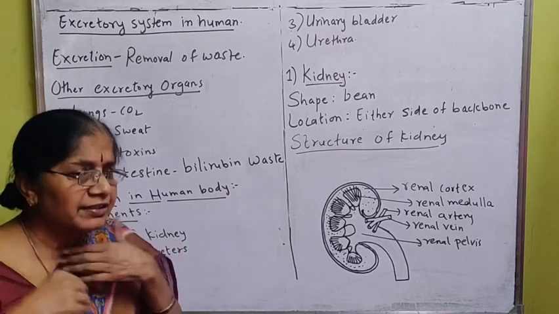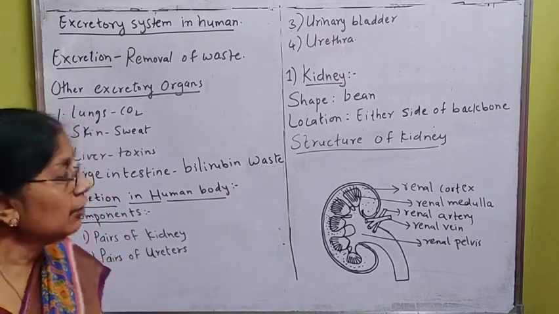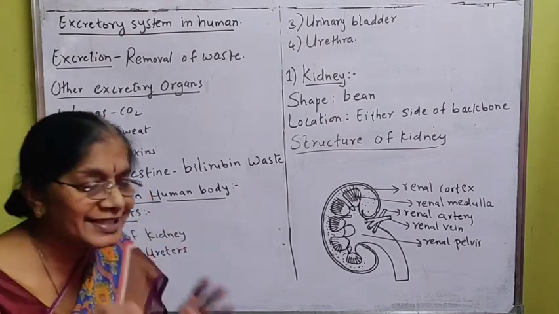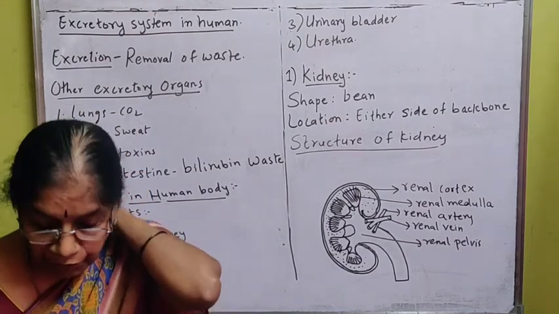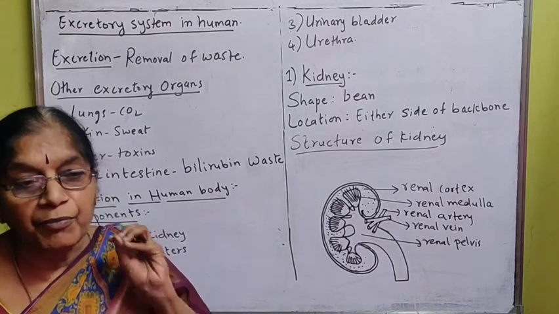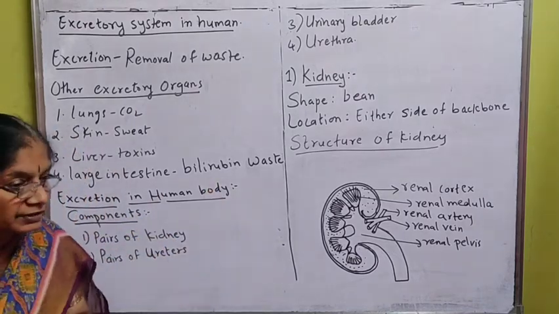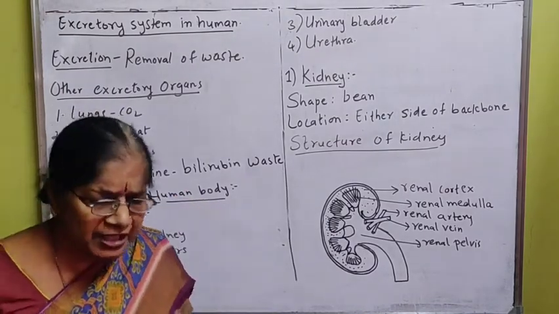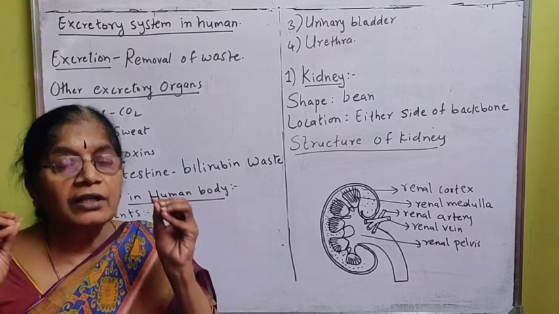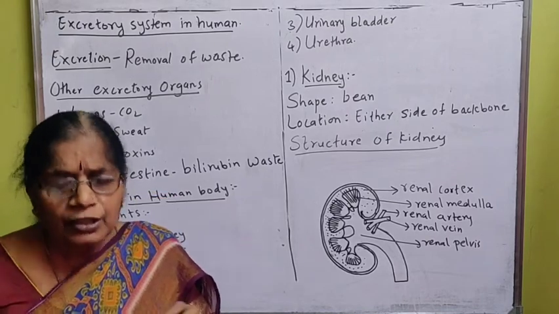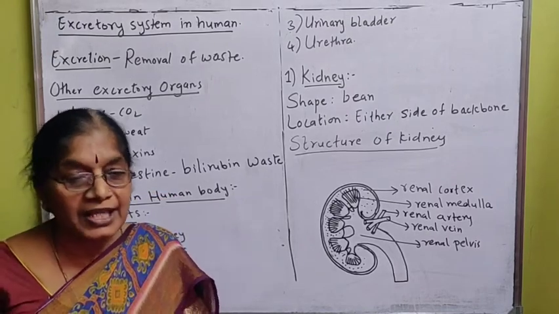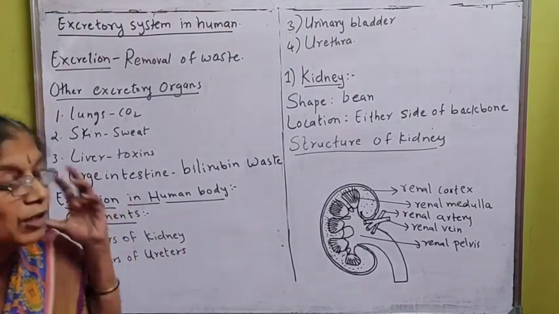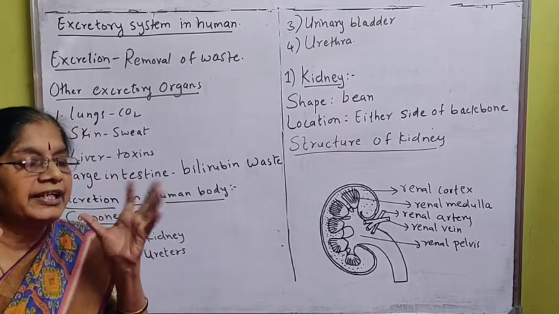Similarly, in the excretory system in human beings, what is the excretory system, or what is excretion? Removal of waste from the body. Removal of the waste matter from the body is called excretion. So in human beings, we have a special system for removing the waste matter, and that is called the excretory system. Now, when you hear excretory system, only one thing will come into your mind: oh, kidney.